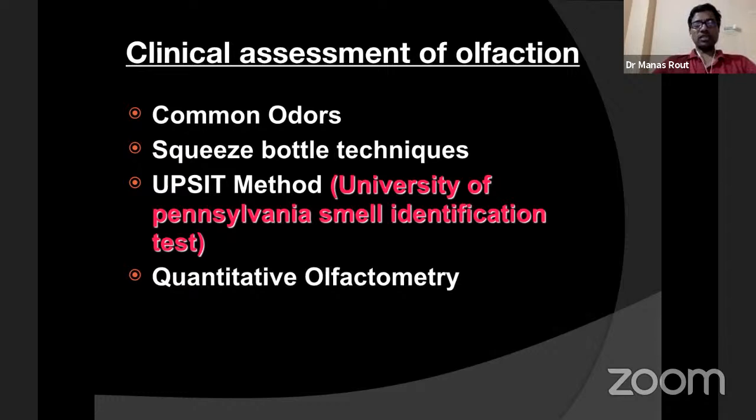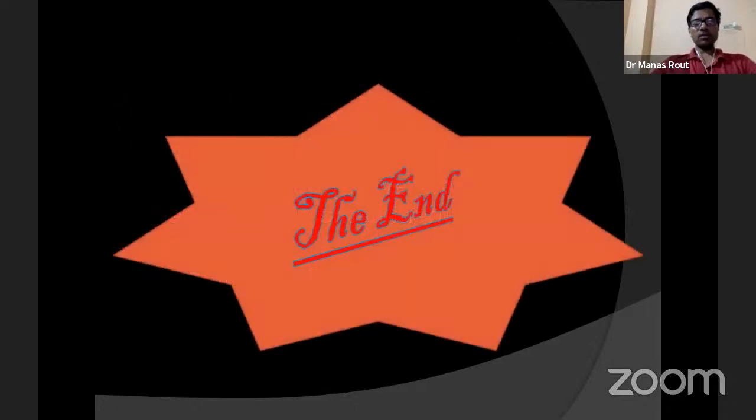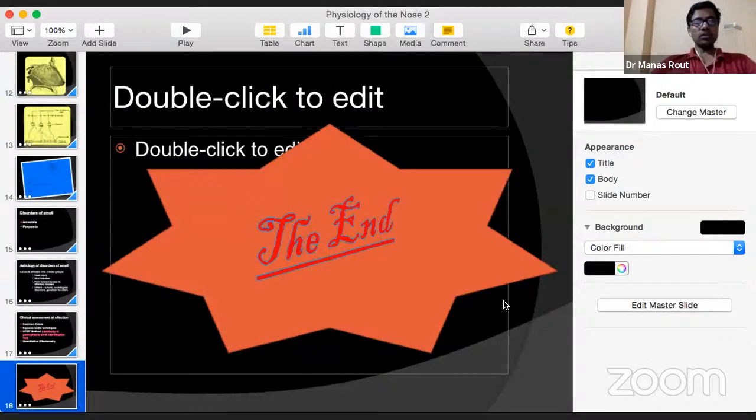Quantitative olfactometry: there is a machine called an olfactometer. It can identify the sense of olfaction, the sense of smell. That also can be used for clinical assessment of patients with problems in olfaction. So this is about the physiology of the nose, and you have to study hard for the exam. This is important from the exam point of view. Okay, so this is all about it.